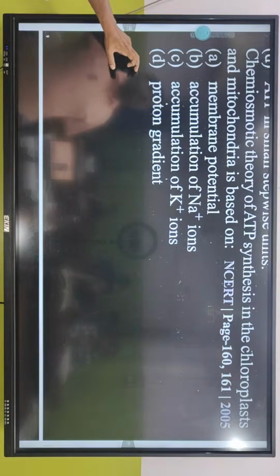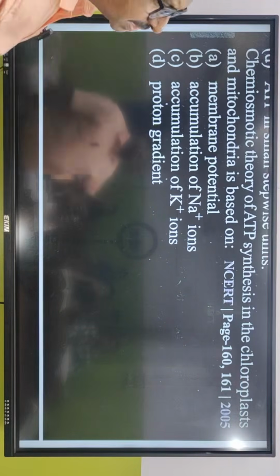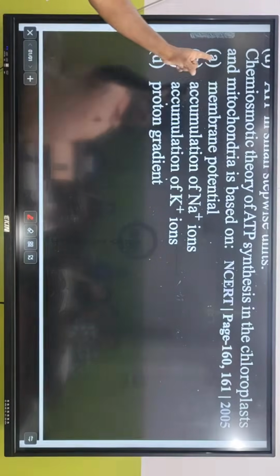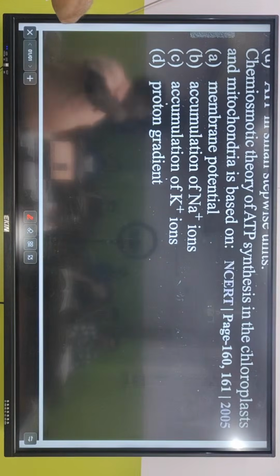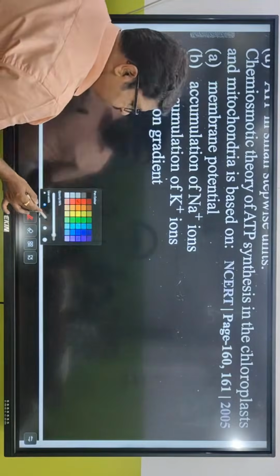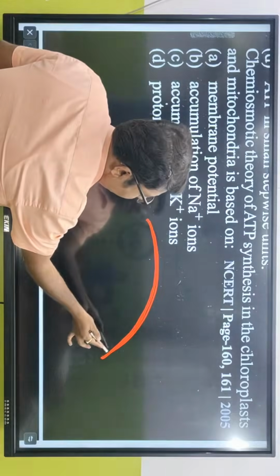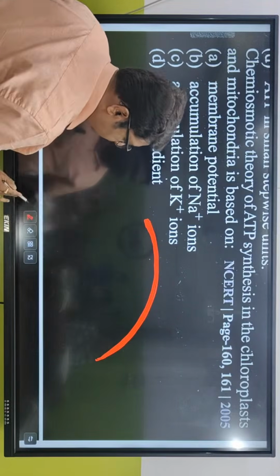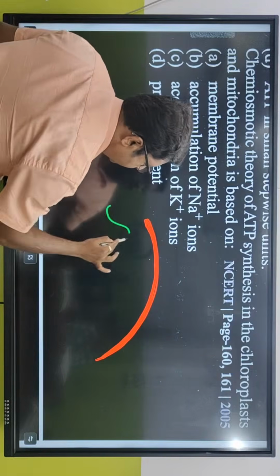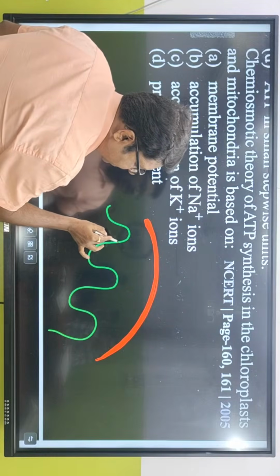Next, chemiosmotic theory of ATP. The chemiosmotic theory of ATP synthesis in the chloroplasts and mitochondria is based on, I think this is very easy, remember, what is being made? A proton gradient is being made. So this is the outer membrane, this is the inner membrane. If this is the inner membrane, the ETS is present over here.